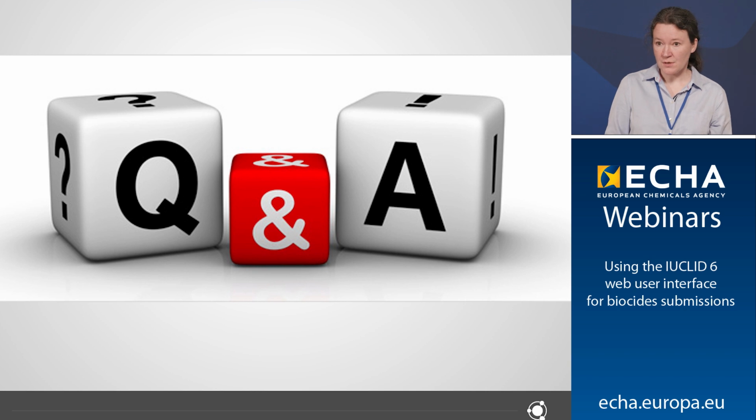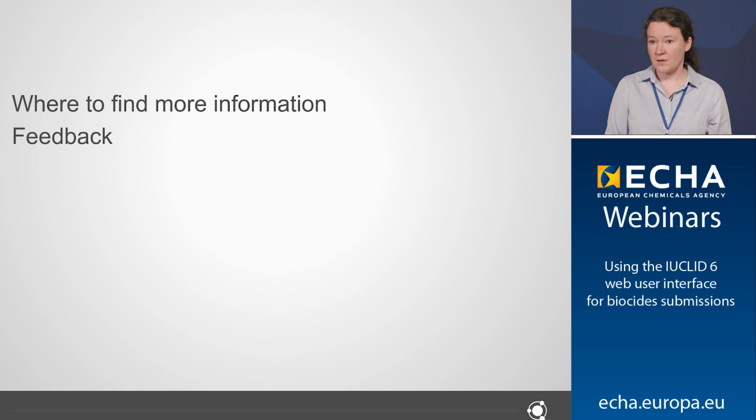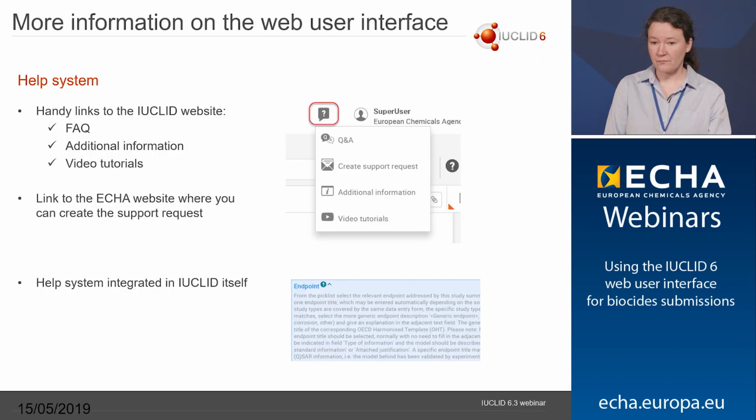So here I think I will finish answering the most frequently asked questions, and we will come back to the presentation. So in the last minutes of the webinar, I will tell you where to find more information. In the top right corner of the Euclid dashboard, you can see the question mark. Under this question mark, we have handy links to the Euclid website, to the FAQ, to additional information, and our video tutorials. Also, there is a possibility to go directly to the ECA website and create a support request.